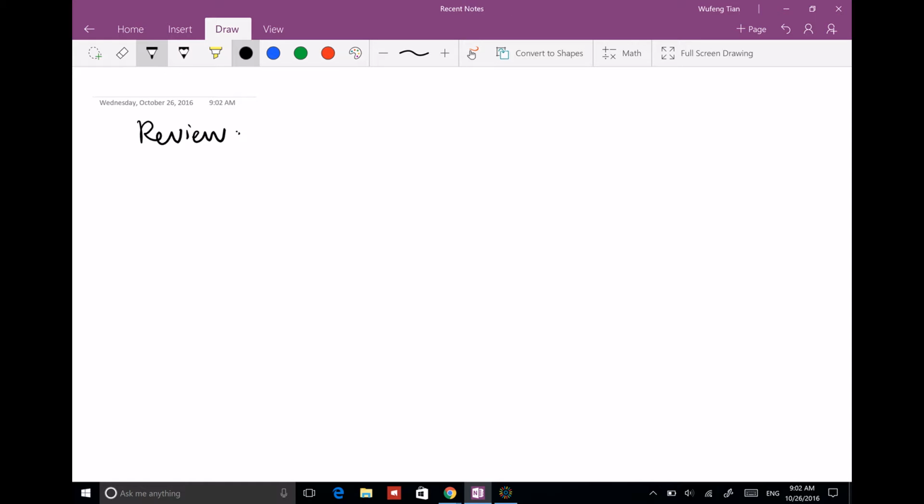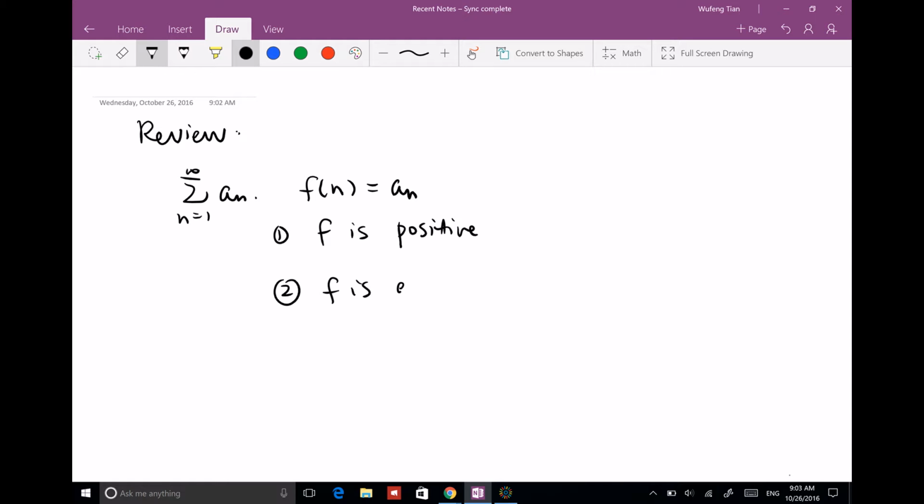Basically, the integral test has two things to check. First, define a function. For the series sum from n equals 1 to infinity of an, we define f(n) equals an. Then we need to check two things: f is positive, and second, f is decreasing for x bigger than or equal to 1.